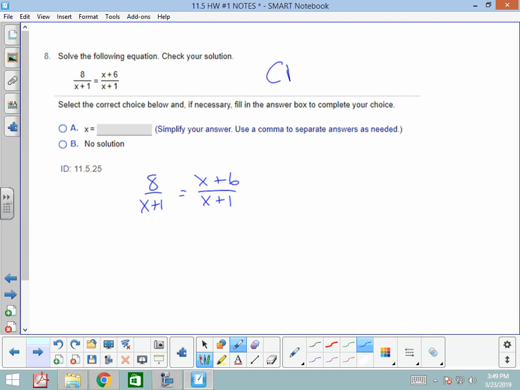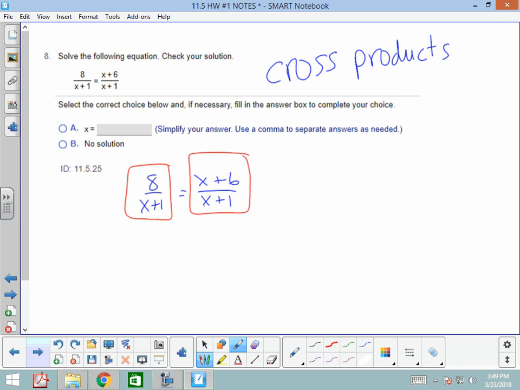Now we're going to look at solving equations by using cross products, cross multiplication. I can only do this when I have a fraction on one side and another fraction on the other. A rational expression on both sides, not more than one. One rational expression on each side. And so what I'm going to do is I'm going to cross multiply.